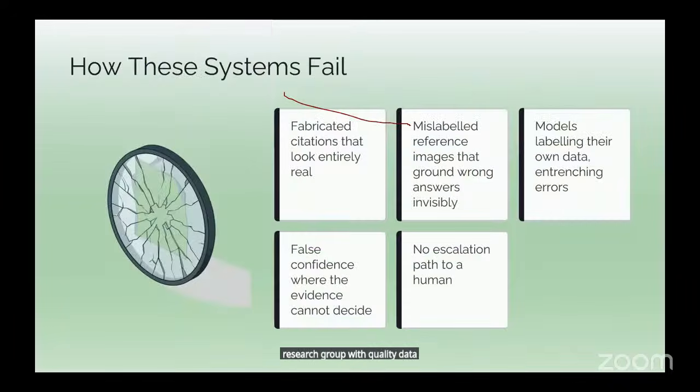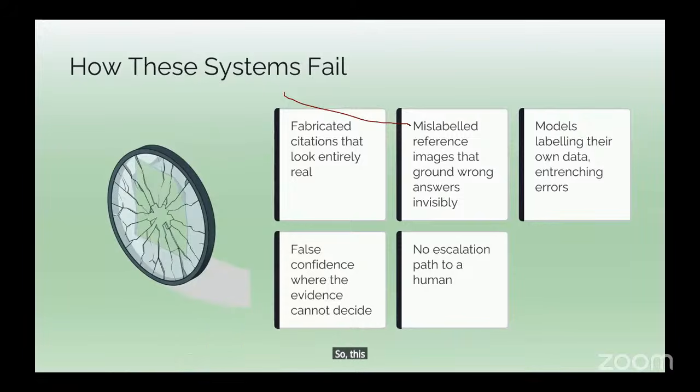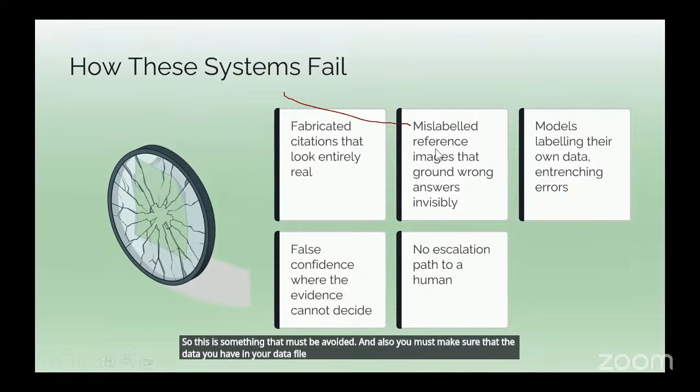You also, of course, need to be careful that these systems are constructed with integrity and that they don't fail. I think people who use AI have often had the experience that AI will make up citations. This is something that must be avoided. Also, you must make sure that the data in your data file is labeled correctly, especially image data. If you have a wrongly labeled image, that's going to produce wrong answers.